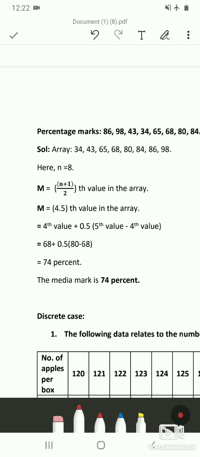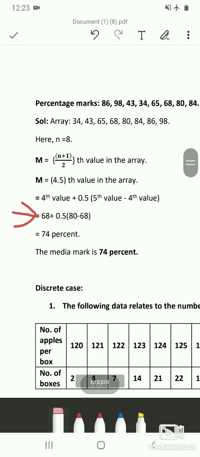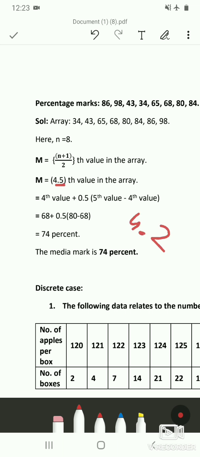Here the 4th value is 68 and the 5th value is 80 in the arrayed data. You shouldn't check it in the raw data. You have to check the values which have been arranged in order. So 68 plus 0.5 into 80 minus 68, and you'll get the median as 74. Suppose here it was 4.25, then in this place this decimal should have been written.